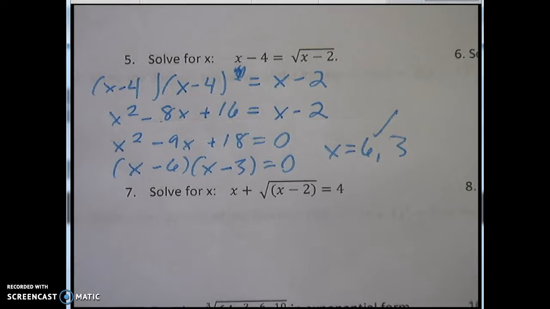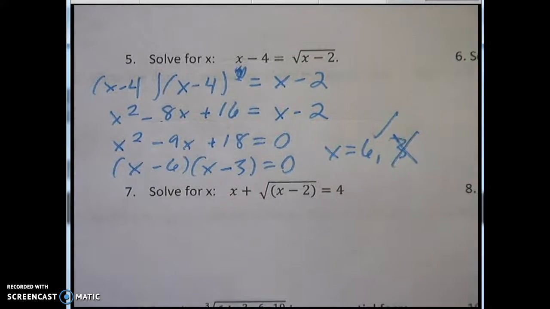And 3, we need to double check that one. 3 minus 4 is negative 1. 3 minus 2 is positive 1. The square root of positive 1 is positive 1. Negative 1 does not equal 1, which means that 3 is an extraneous solution. There's only one solution here. It's x equals 6.